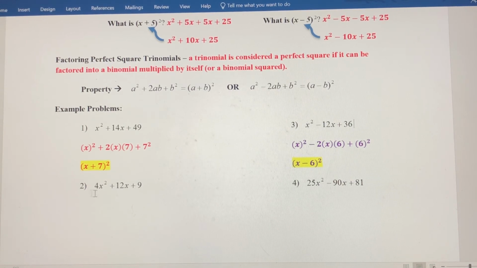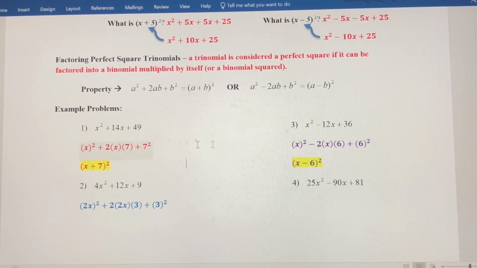Okay, 4x squared, it is a perfect square. The coefficient 4 is a perfect square. The variable x squared is a perfect square, so the square root of this would be 2x, okay? So 2x to the second power is a way of rewriting 4x squared, okay? Square root of 9 is 3. So what we need to see is, is this middle term 2 times 2x times 3? And it is, okay? 2 times 2x times 3 gives me this 12x, okay? So it matches our criteria up here in the property. And then I know the square root of 9 is 3, okay?